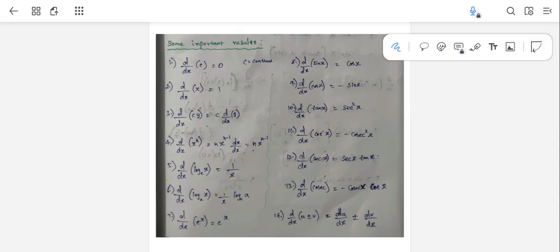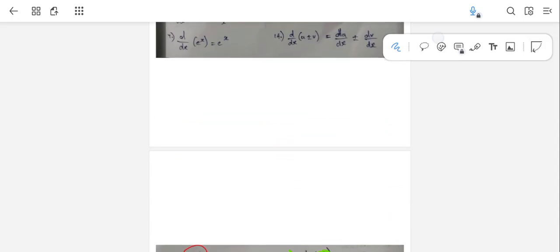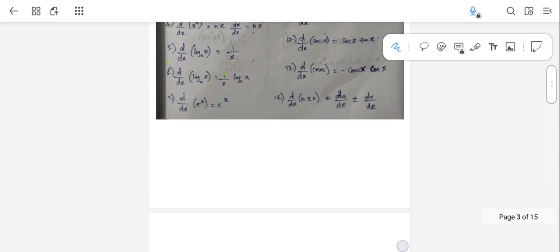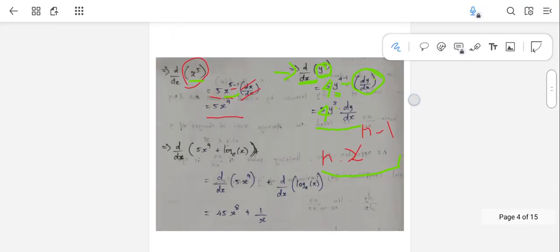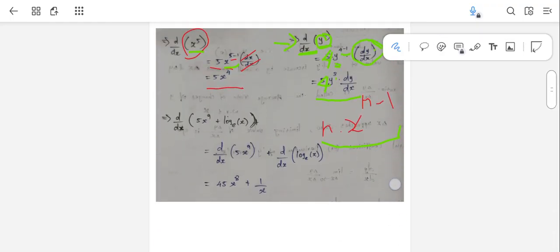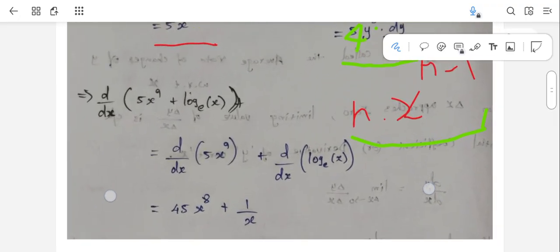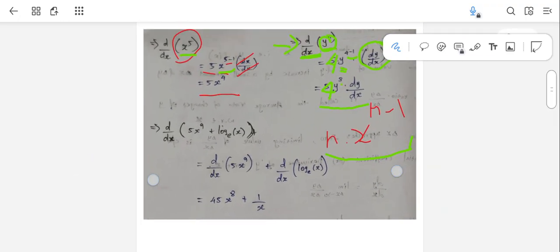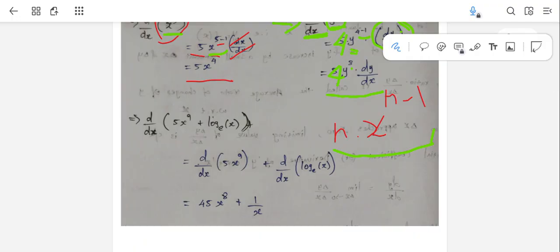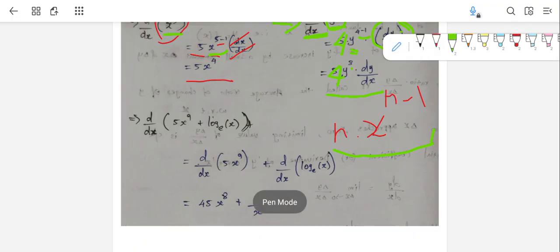So try to make your own notes, right? Based on this, we have already discussed these two questions. This is about the last formula, the 14th one. When you have two things in addition or subtraction like this, you need to split them into two parts. So d by dx of 5x power 9 separately, and d by dx of log x to the base e separately.